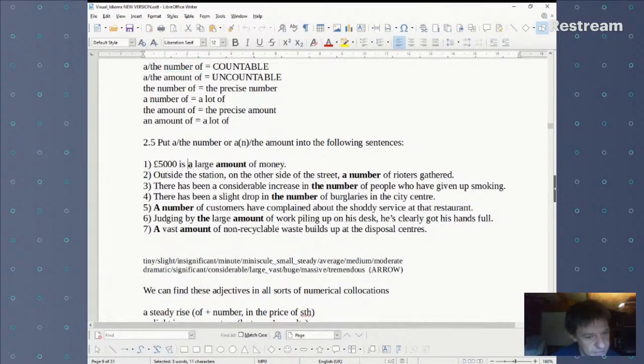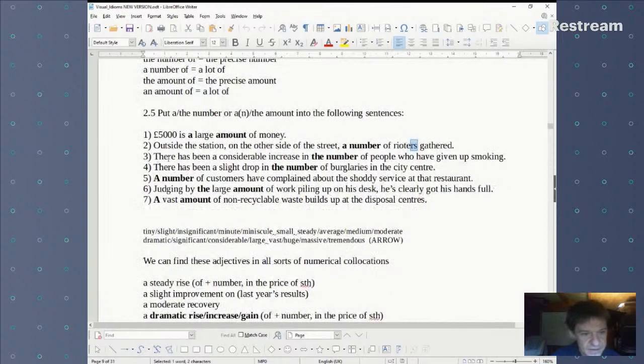So just look at some of these sentences, because these will show you what I've been saying. £5,000 is a large amount of money. A lot of, so a, and money is uncountable, so amount. Outside the station on the other side of the street, a number of rioters gathered. We're not giving a precise number, we just mean a lot of, yeah? Several. And so we use a and not the. We don't know what the precise number is. And we use number and not amount, because rioters is countable, which is why we've got an S on the end of it.